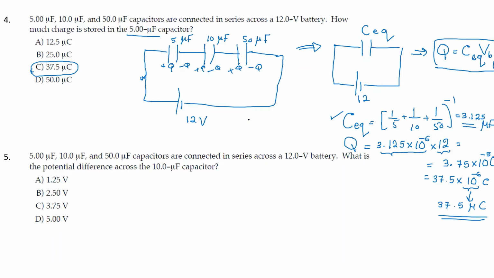So you all know what to do, right? When we have a series circuit, you calculate the equivalent capacitance to get the charge. And the charge you get here is the same as the charge in any of the capacitors. Okay. So in the next part, what are they asking? They are asking us to calculate the voltage or the potential difference across the 10 microfarad capacitor.